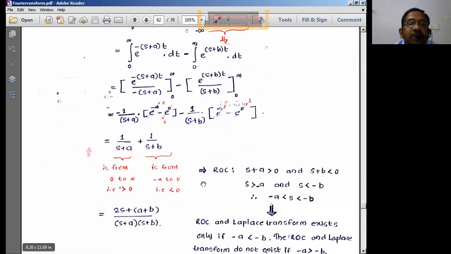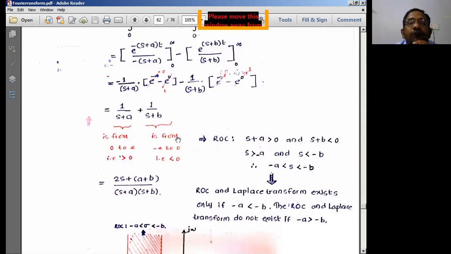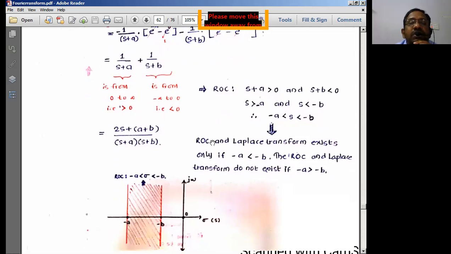Now if you forget about the limits, what are you seeing? You are seeing only 1 by s plus a and 1 by s plus b. So the Laplace transform equations for these two are looking to be same for us, and we are simply adding them. So if you don't find out the ROC, then we'll be confused about these two. So therefore you have to find out the ROC here.